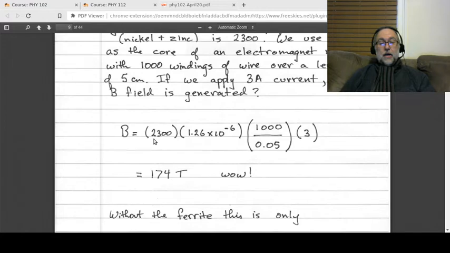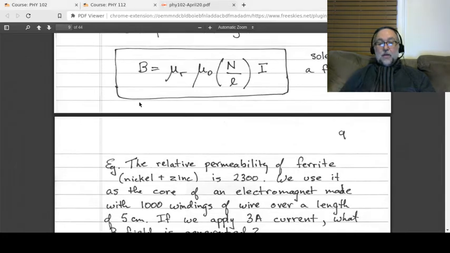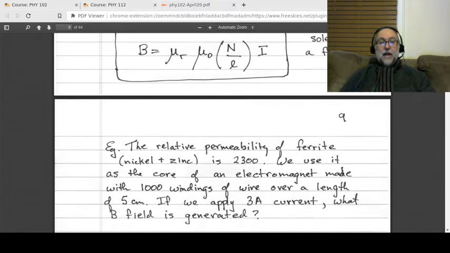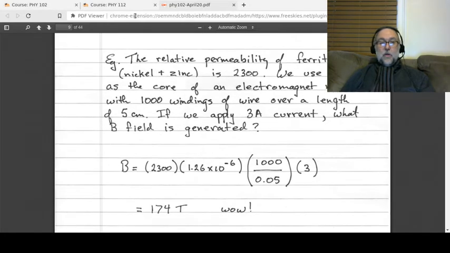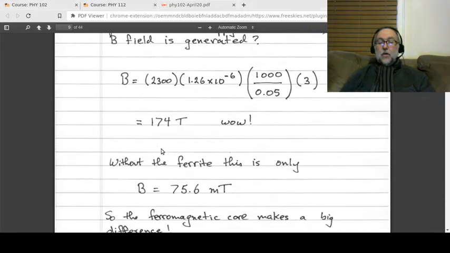So here we go. I'm just plugging into this equation right here. For mu r, we're going to plug in 2,300. For mu naught, we're going to plug in that value that I gave you earlier. For n divided by L, n is the number of windings, which is 1,000. L is 5 centimeters, and I is going to be 3 amps. Okay, so it's a very simple little formula, and we plug in, and we get a whopping 174 Teslas. Okay, that is quite extreme. You would definitely be able to pick things up with this thing. All right, so there you go.